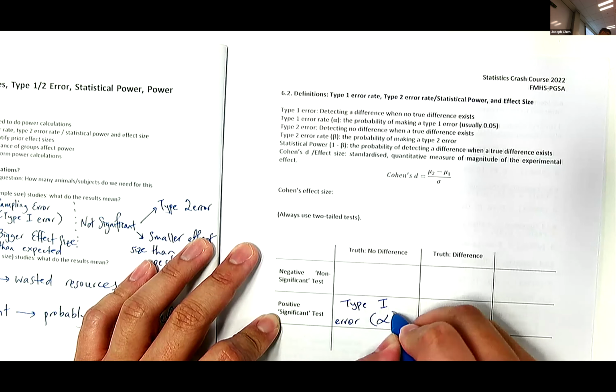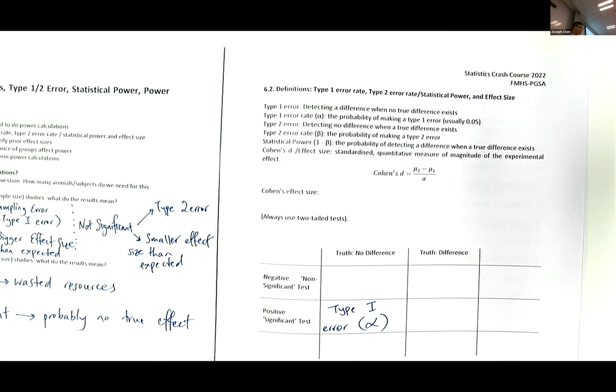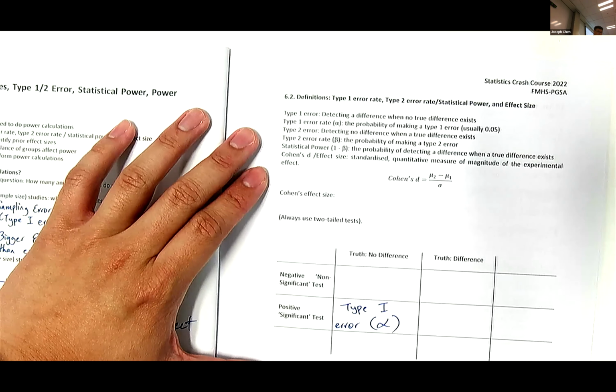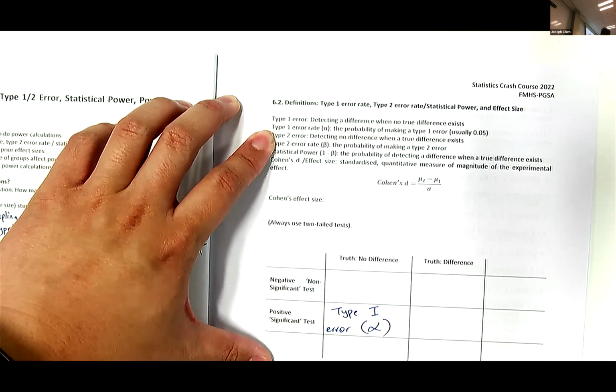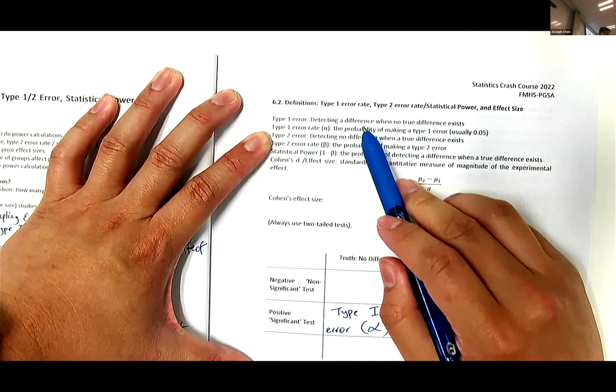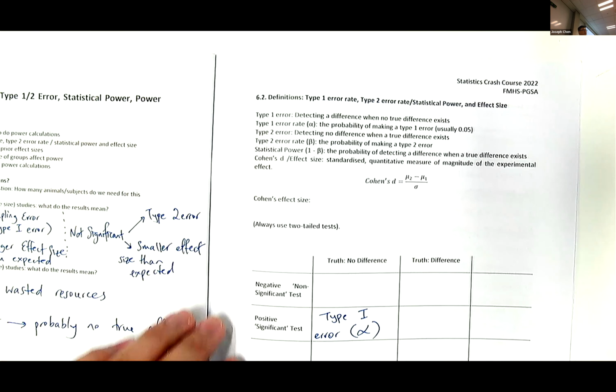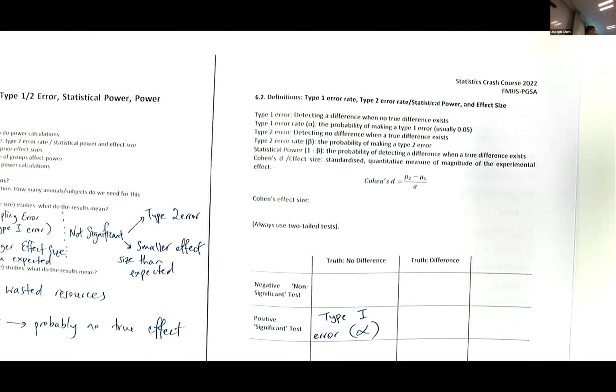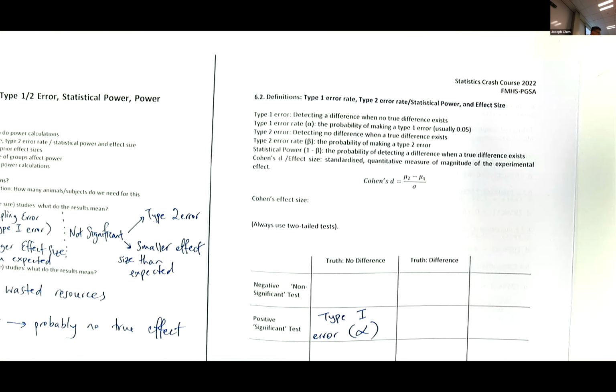And we'd call that alpha. Alpha is the type 1 error rate, the probability of making a type 1 error. And recall that probabilities exist between 0 and 1. And we typically, quite arbitrarily, say alpha is restricted to 0.05.